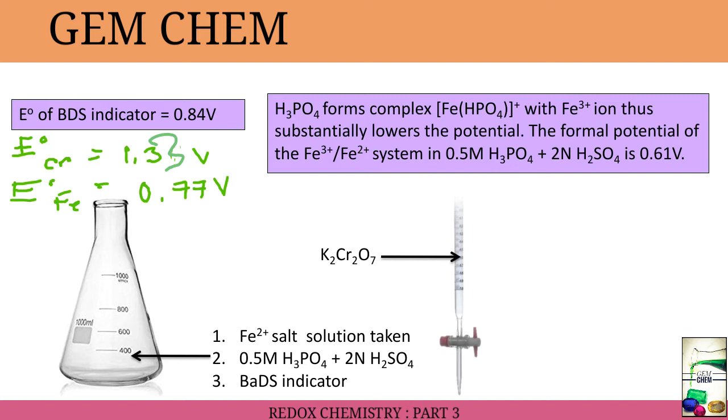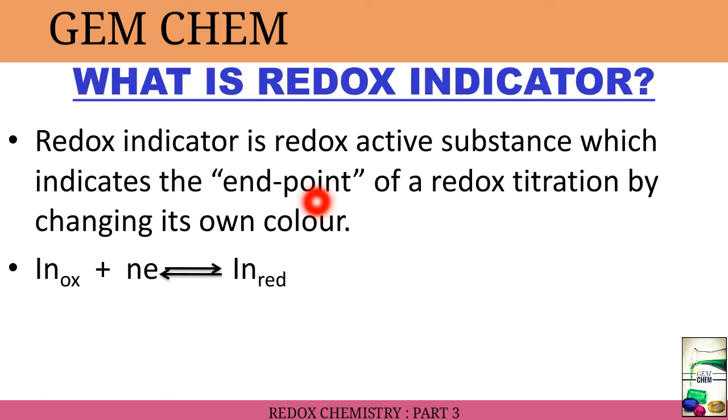So actually what it is doing, it is increasing the gap between the indicator and the system as well as the chromium, right? Because if we look carefully here, it is 0.84 and 0.77, the gap is little lower, but when it is 0.84 and 0.61, the gap becomes higher, right? Now what is a redox indicator? Redox indicator is redox active substance which indicates the end point of a redox titration by changing its own color.